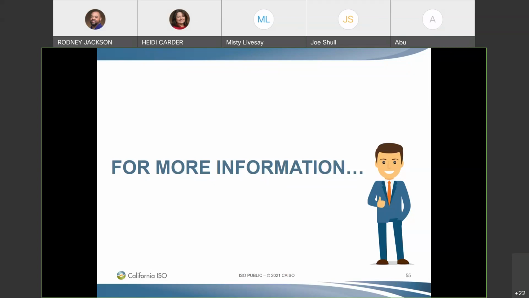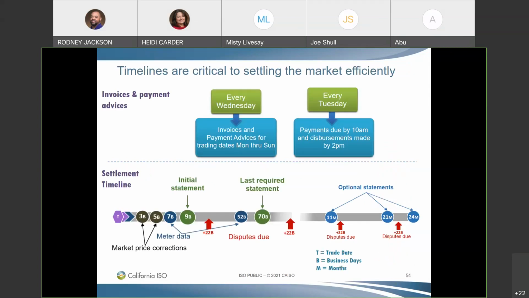Okay. So if you could go back to the timing slide for settlements. As you see here, every Wednesday, that's when the entities are going to receive invoices or payment advices. If you get an invoice, that means you're going to have to pay. If you get a payment advice, that means you're going to be receiving money back from the market. That's for those trading dates, Monday through Sunday.